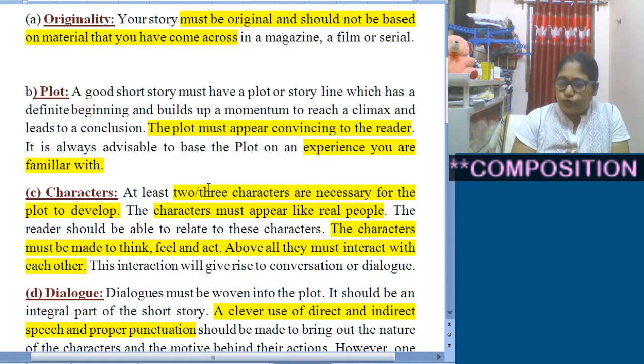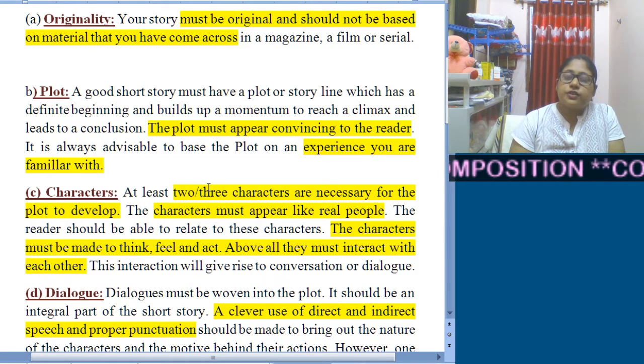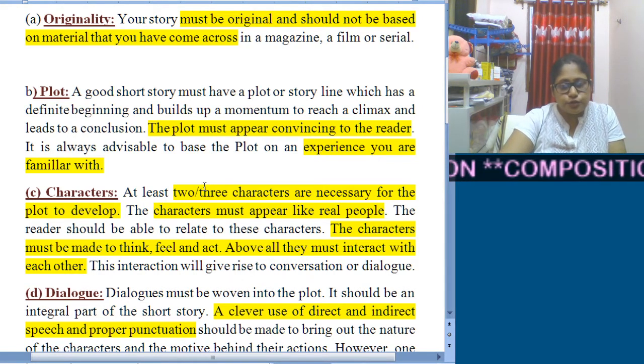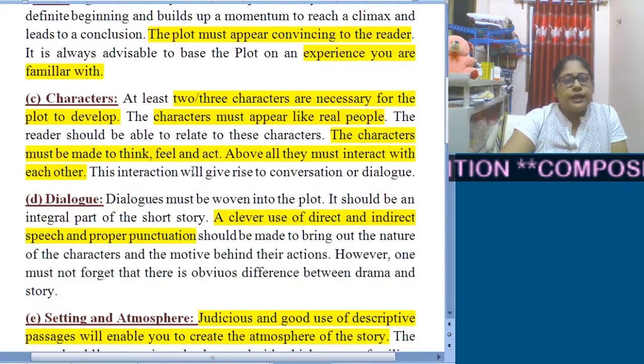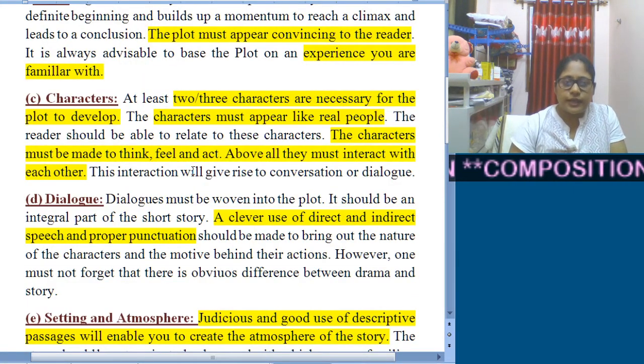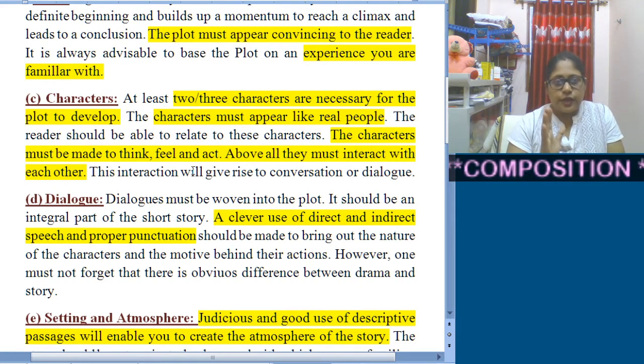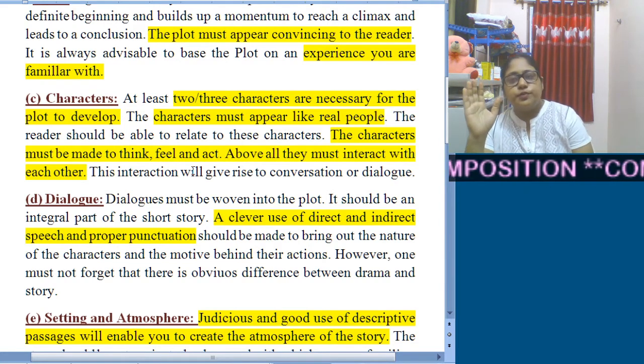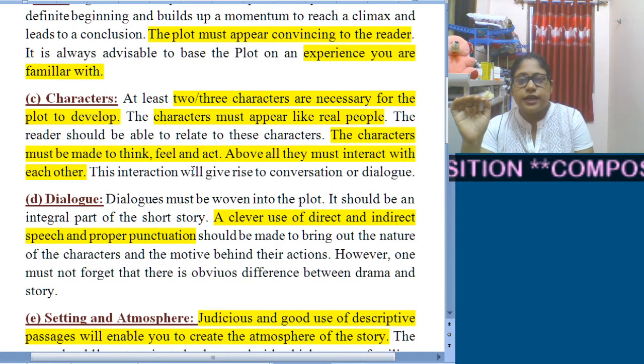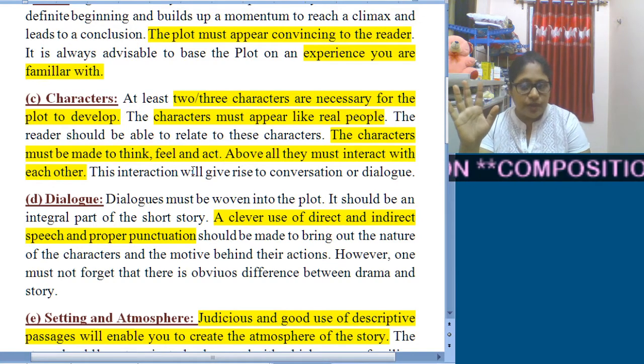So the characters must interact with each other and they must appear like real people, right? They should be made so that they can think, feel, act, and provide responses as well. Now regarding dialogues, I have already discussed while discussing characters. There must be a nice blend of direct speech as well as indirect speech, but proper punctuation is a must. Direct speech should also be limited so that your short story does not turn into a drama, right?